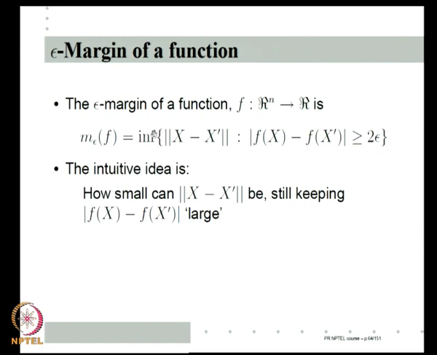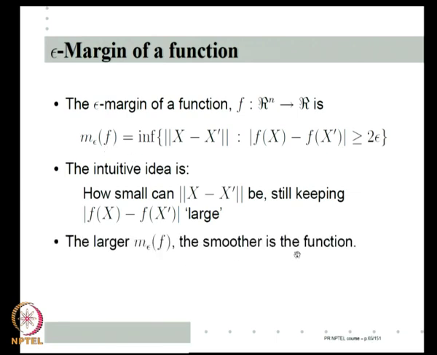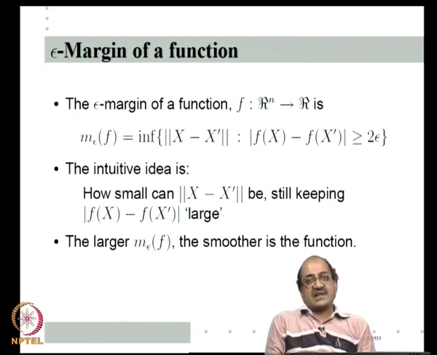So, how close can x and x' be, still keeping |f(x) - f(x')| large? If m_epsilon(f) is small, that means even a very small difference between x and x' can make |f(x) - f(x')| large, which is not very good. On the other hand, if m_epsilon(f) is large, then it is good. The larger m_epsilon(f), the smoother the function is. The epsilon margin being large means the smallest ||x - x'|| which ensures |f(x) - f(x')| is greater than 2 epsilon is still large.